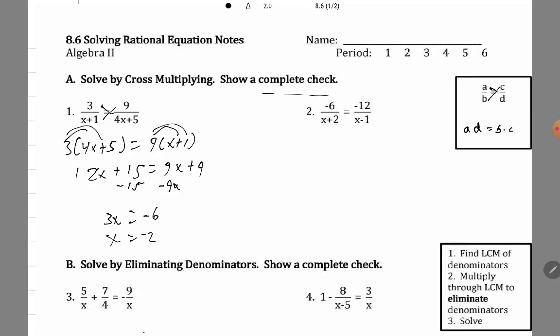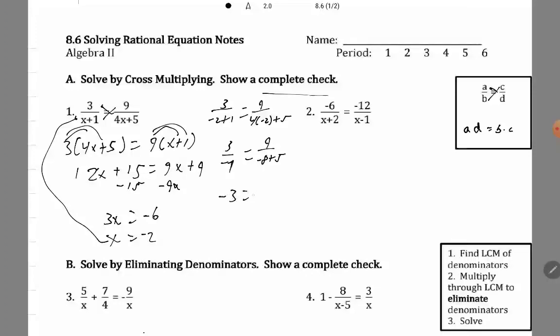So we're going to show a complete check by plugging it back into our original equation. So I have 3 over negative 2 plus 1 equals 9 over 4 times negative 2 plus 5. So I'll get 3 over negative 1 equals 9 over negative 8 plus 5. So I have negative 3 equals 9 over negative 3. So negative 3 does indeed equal negative 3.